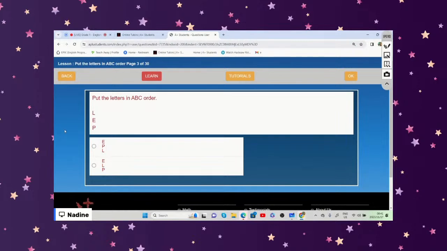Here we have L, E, P. We need to put these letters in the ABC order. Is it E, P, L or E, L, P, if we put it in the ABC order?